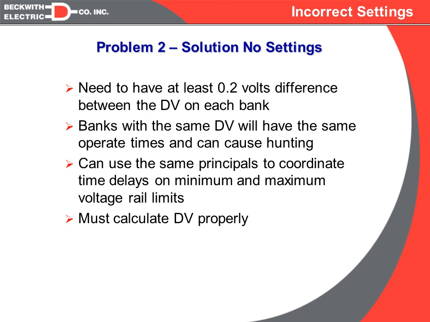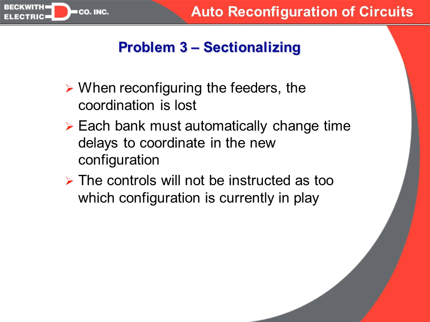Now, we do have to make sure that there's at least 0.2 of a volt difference between the delta voltages on each bank to guarantee that there's enough time delay between any two banks. Because if we have two banks with the same delta voltage, they will have the same time delay, and we can get back into cases of hunting again. The other thing we have to keep in mind is we must have the delta voltage calculated correctly. If we have a bogus delta voltage for whatever reason, that will cause our time delay for that control to get out of sequence with the other time delays.